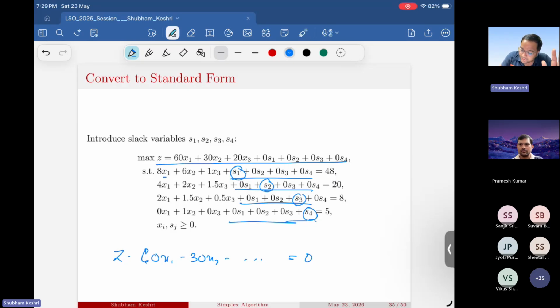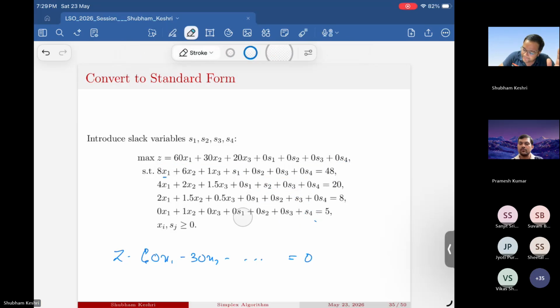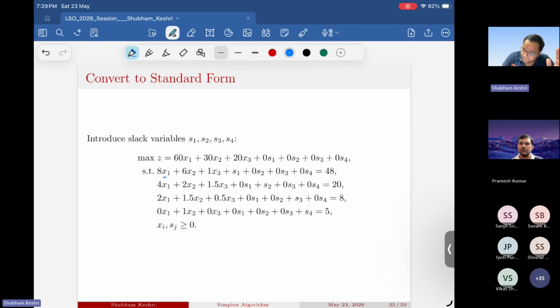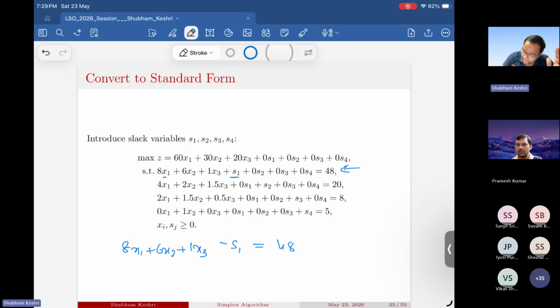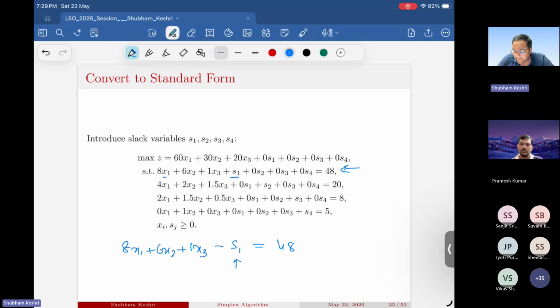Suppose in some LP, you have a coefficient of minus s1. So suppose the first equation is not like this, it is like this: x1 plus 6x2 plus 1x3 minus s1 is equal to 48. Instead of plus, you had minus. In that case, you will not be able to make s1 a basic variable. Why? Because the value of s1 will be minus 48, and this will not be a basic feasible solution.